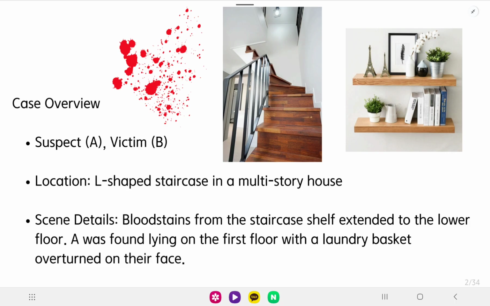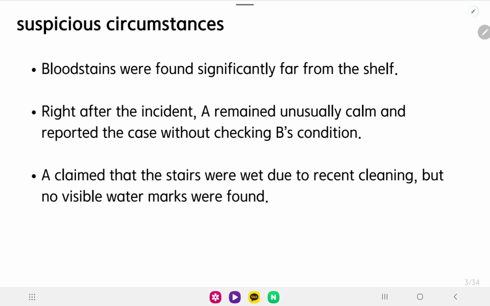However, the distribution and pattern of the bloodstains at the scene suggested that it was not a simple accident. Investigators identified several inconsistencies in A's statement and raised the possibility of external force being involved. The severity of the bloodstain was inconsistent with a mere head injury from hitting the shelf. The bloodstain distribution suggested the presence of a strong external force.